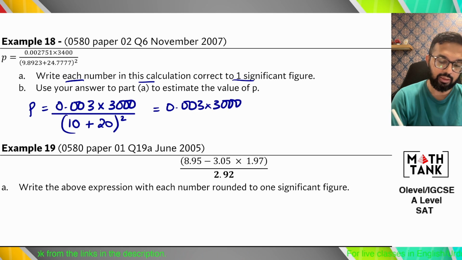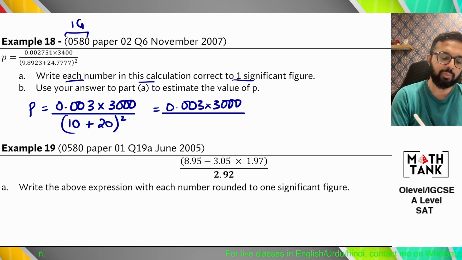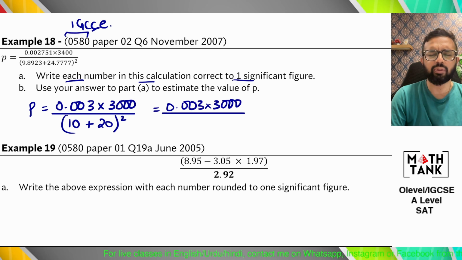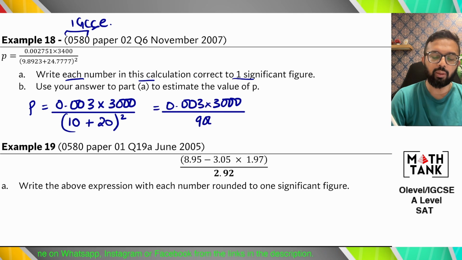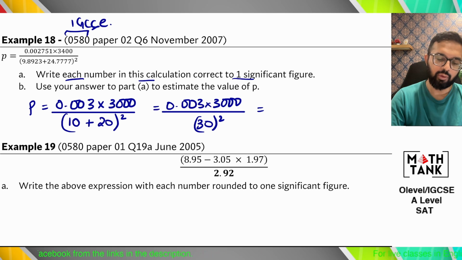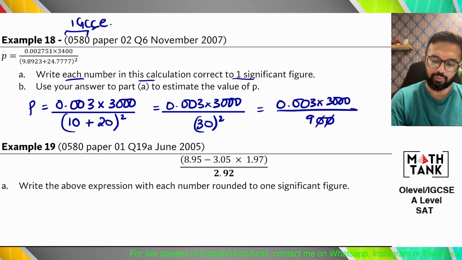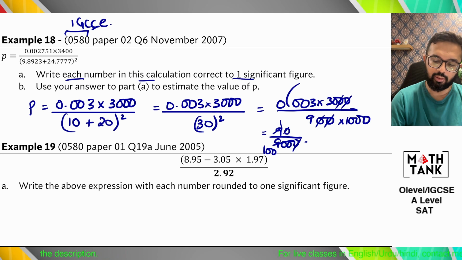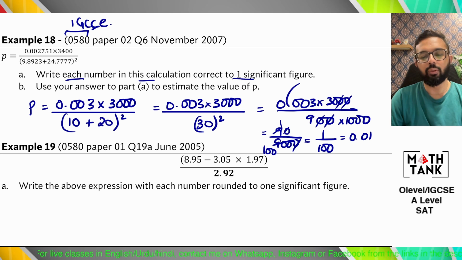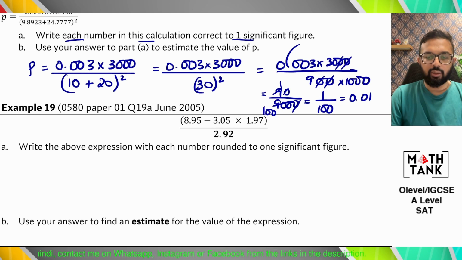0.003 into 3000. Now in the past, these questions on the 0580 IGCSE exam have appeared on the calculator paper because everything was calculator then. Now that you have non-calculator exams, please make sure that you know how to calculate. 30 square will give you 900. Okay, so 0.003 into 3000 over 900. Cancel the zeros first. Okay, let's remove the decimal as well. So that's into 1000. So that's 3 into 30. That's 90 over 9000. 1 over 100. 1 over 100 should give you, with a calculator, 0.01. Okay, so know that this might be asked on a non-calculator exam now.